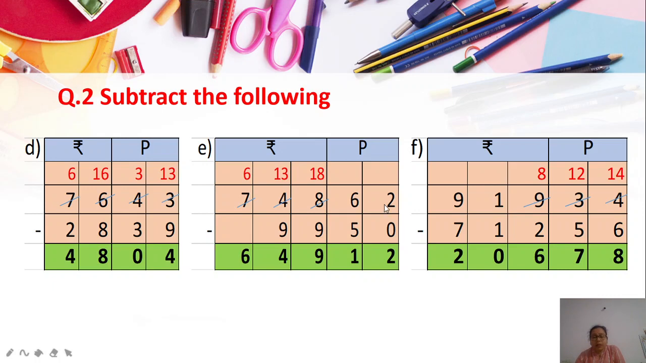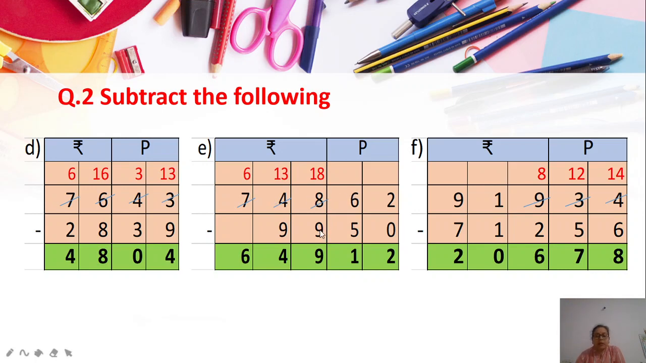In the same way we have done subtraction here. 2 minus 0 I got answer 2. 6 minus 5, I got answer 1. Here my paise addition, subtraction over. Let us move to the rupees subtraction now.